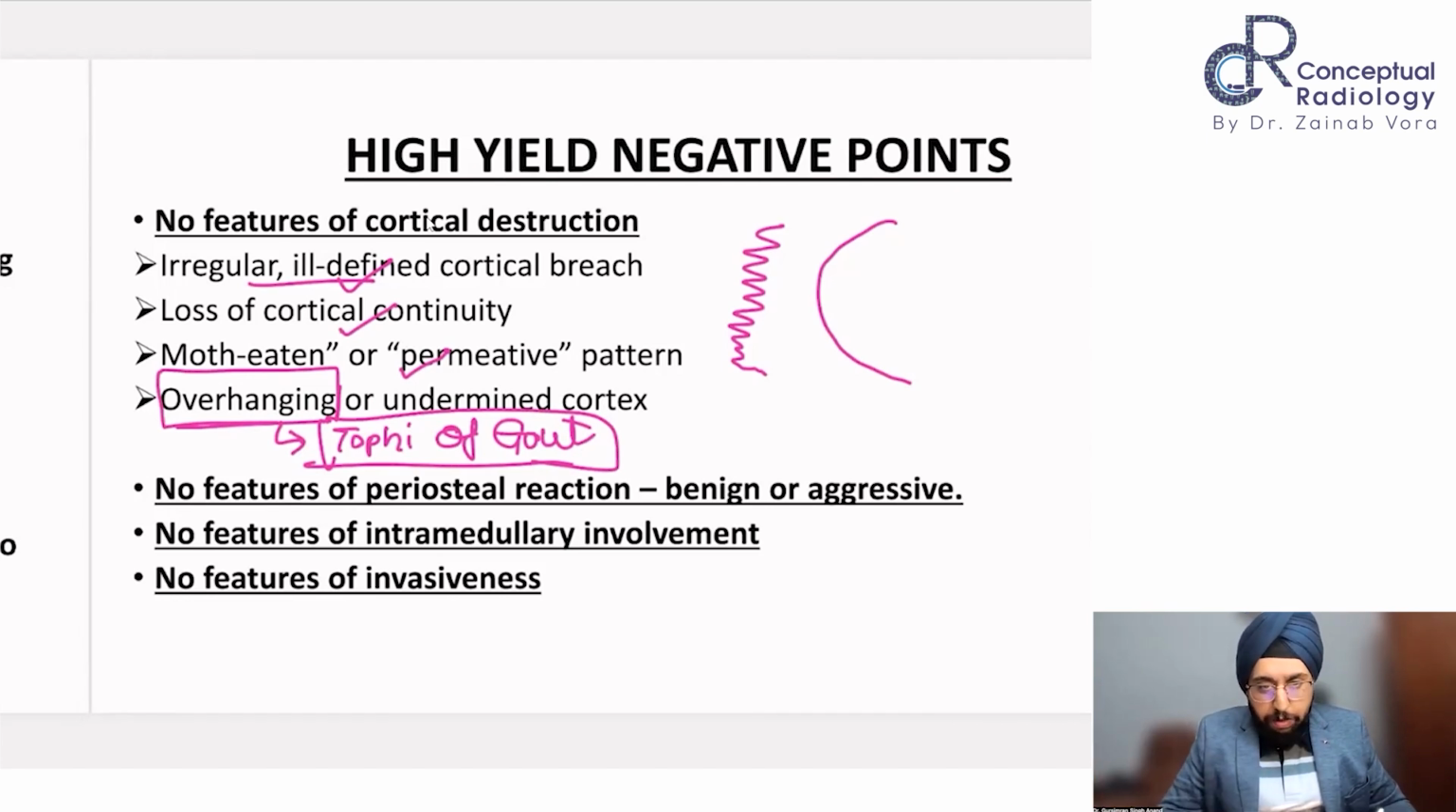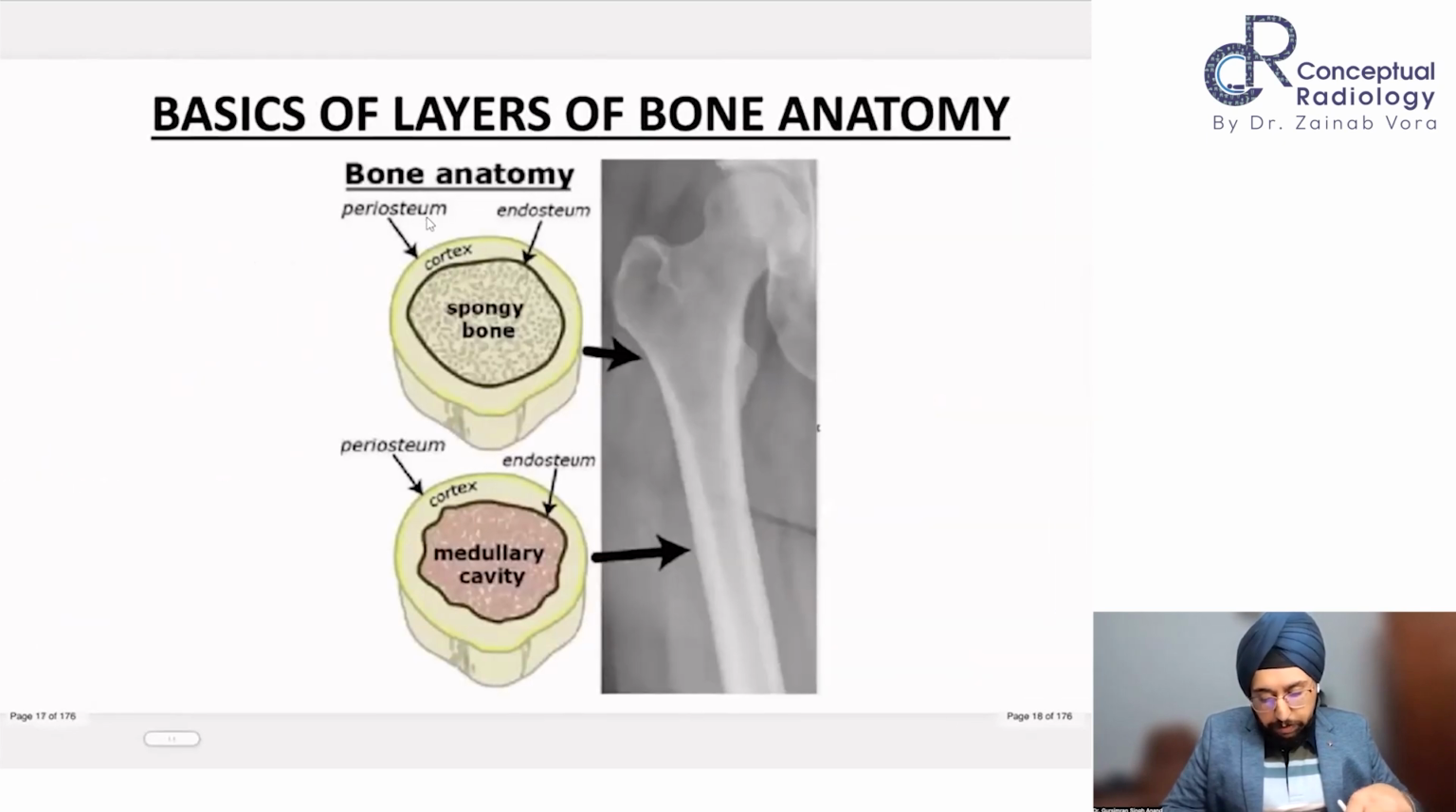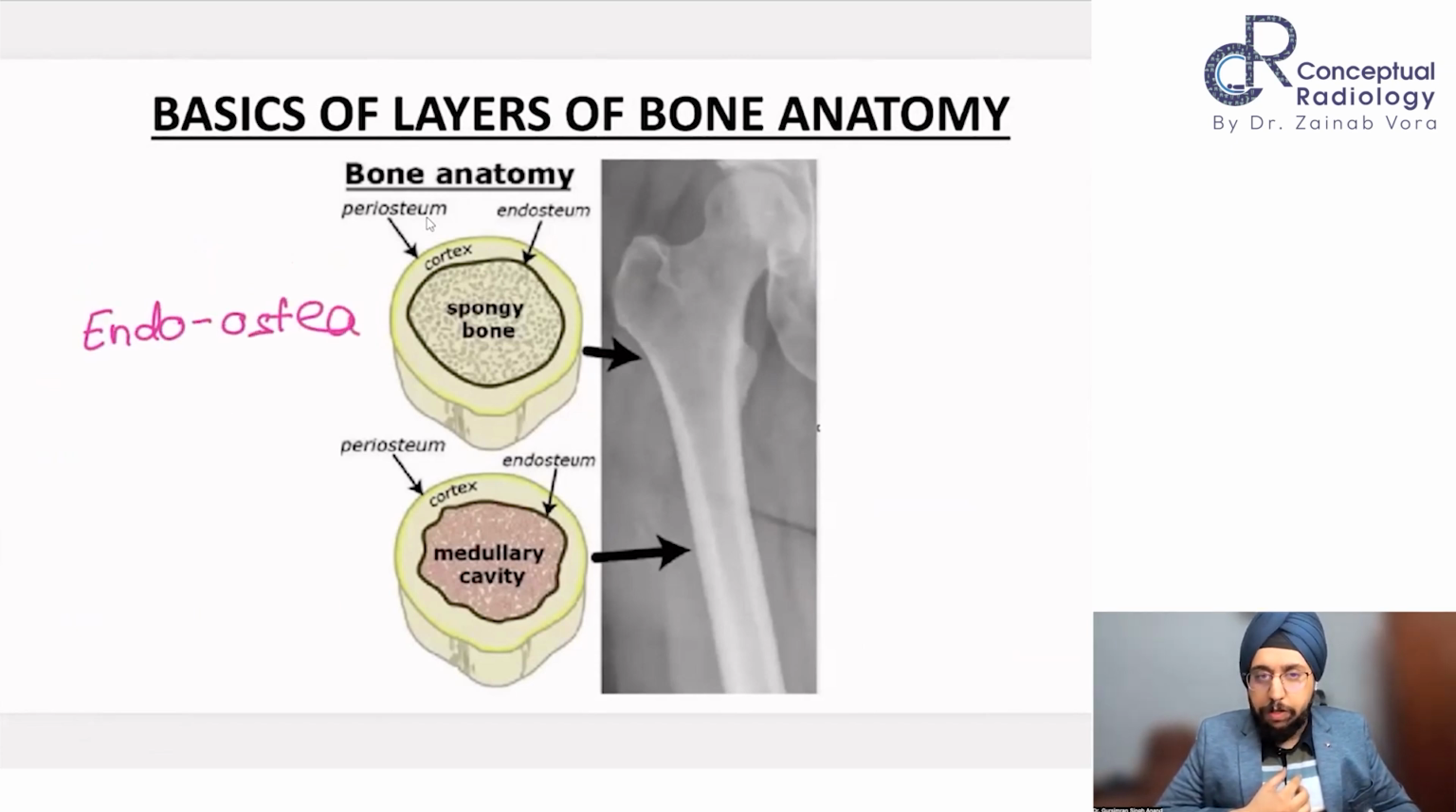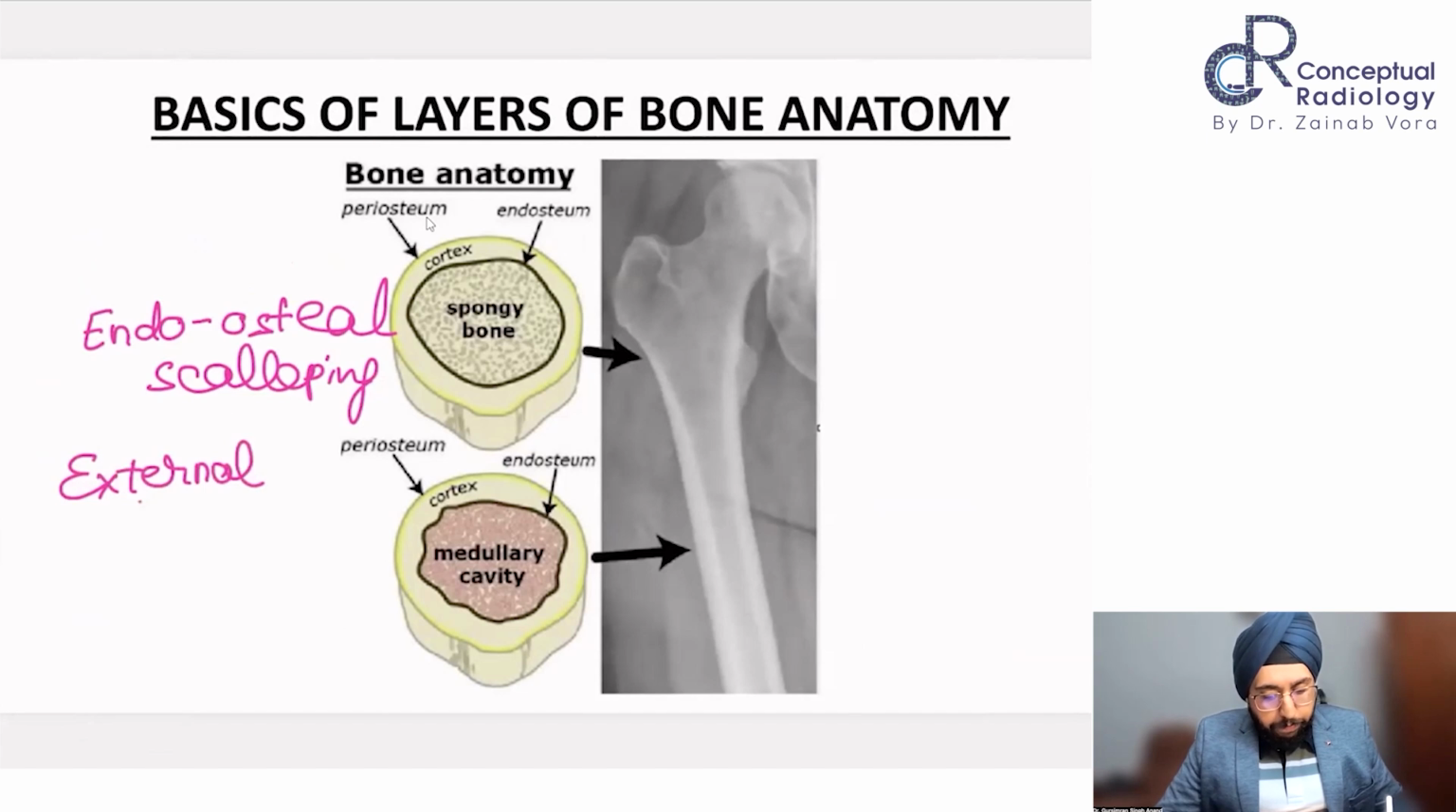So no features of periosteal reaction, no features of intramedullary involvement, no features of invasiveness. So we see that there is some benign soft tissue abnormality which is causing a pressure remodeling of the distal phalanx, the shaft of the distal phalanx. There are two terms which you should not confuse. One is endosteal scalloping, which you must have used in the intramedullary tumors, and one is external pressure induced scalloping, what we are talking about right now.